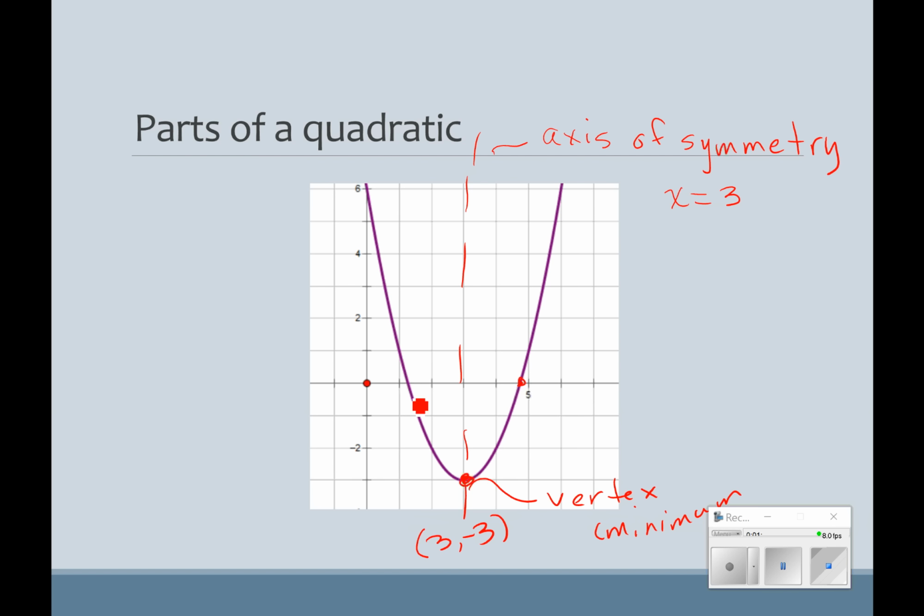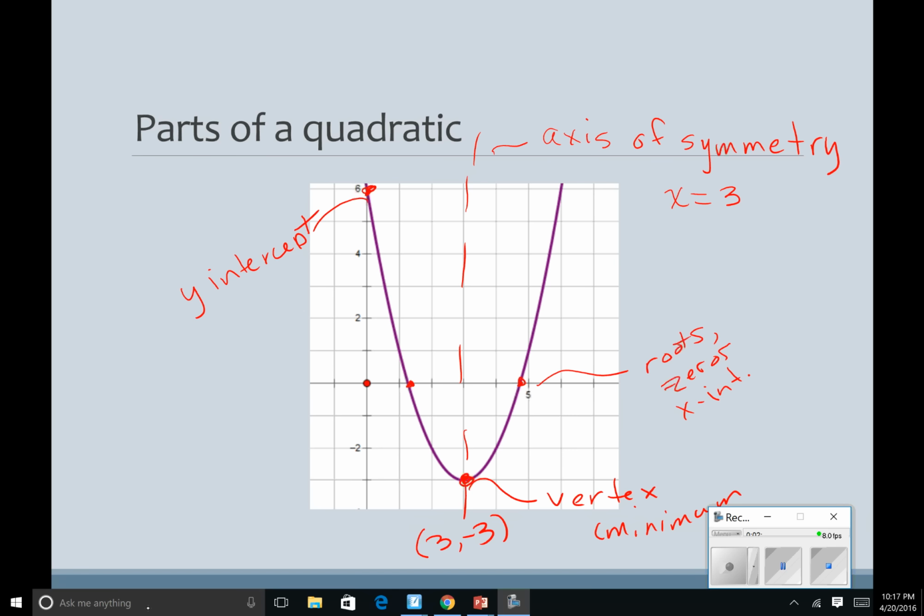This point right here and this point right here, like we learned in the last lesson, are our roots, our zeros, and our x-intercepts. And then we have our y-intercept here. Okay, and how we find these things, all of them have something to do with the equation.